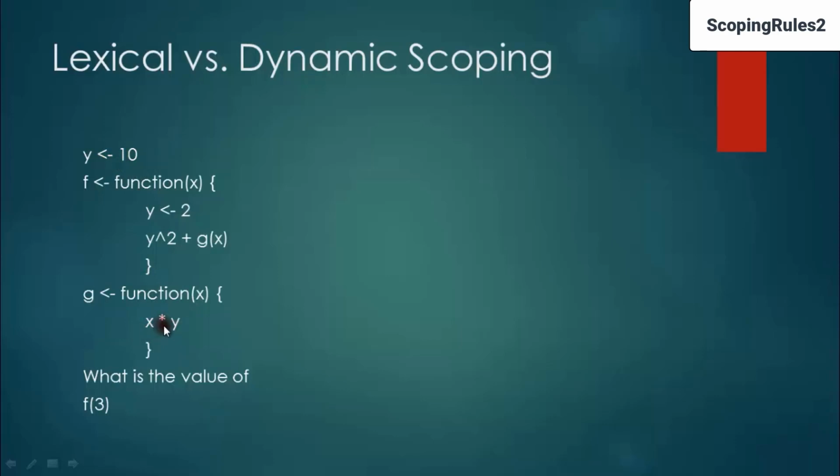So when x star y is called, this will be used. When we call f of 3, g of 3 will be called. So 3 star 10 is 30, 30 plus 4, we get 34. That is the result that we get here.